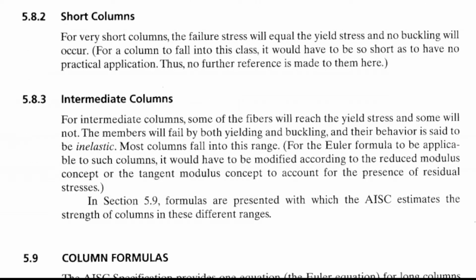So for intermediate columns, some of the fibers will reach yield stress and some will not. So members will fail by both yielding and buckling. Their behavior is said to be inelastic. Most columns fall into this range. So there are many more intermediate columns than long columns.